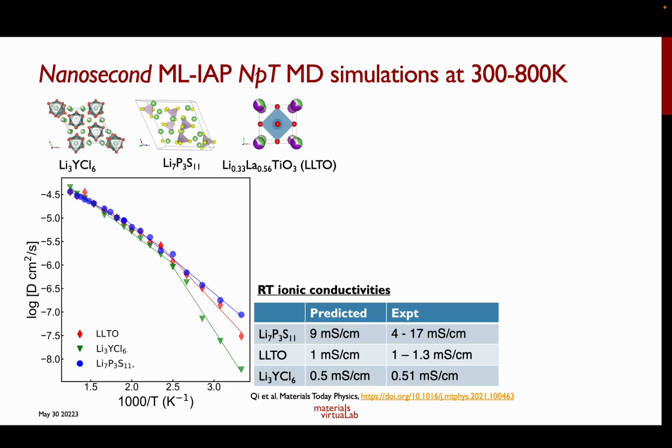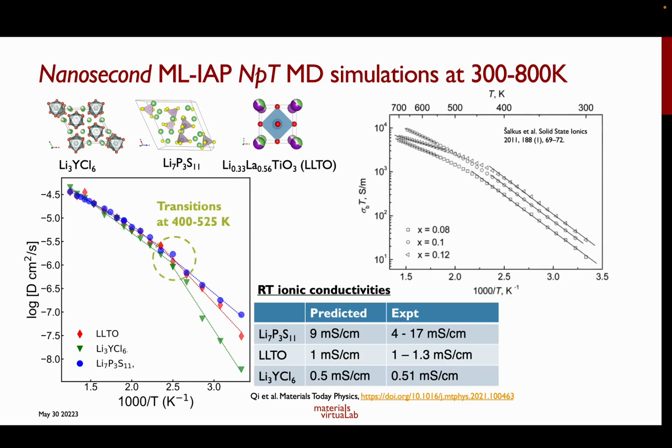The other thing that you will notice is that there is this kink in the Arrhenius plot, right? So it's no longer just a straight line. And we find that this transition in the different Arrhenius regimes occurs at about 400 to 525 Kelvin for all the three lithium superionic conductors. And it turns out that this is something that people have observed in experiments, right? So this is a work by Sockers back in 2011 on the LLTO superionic conductor.